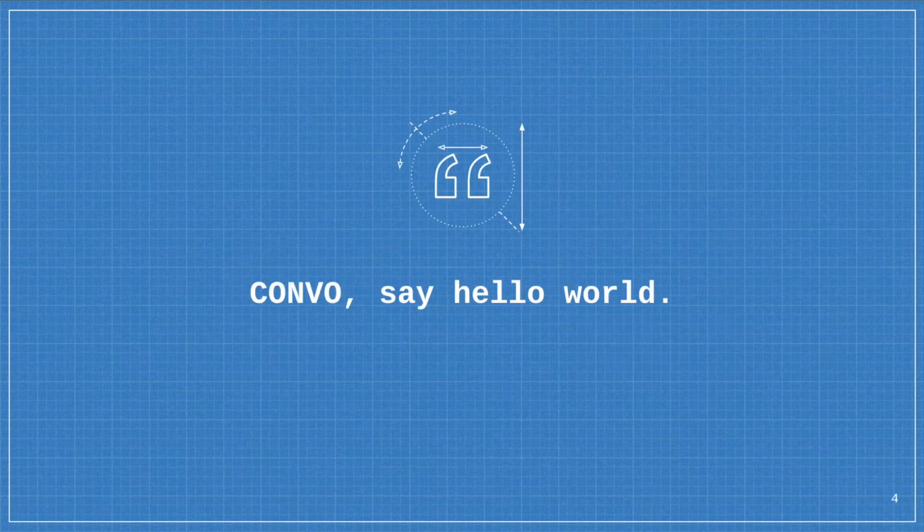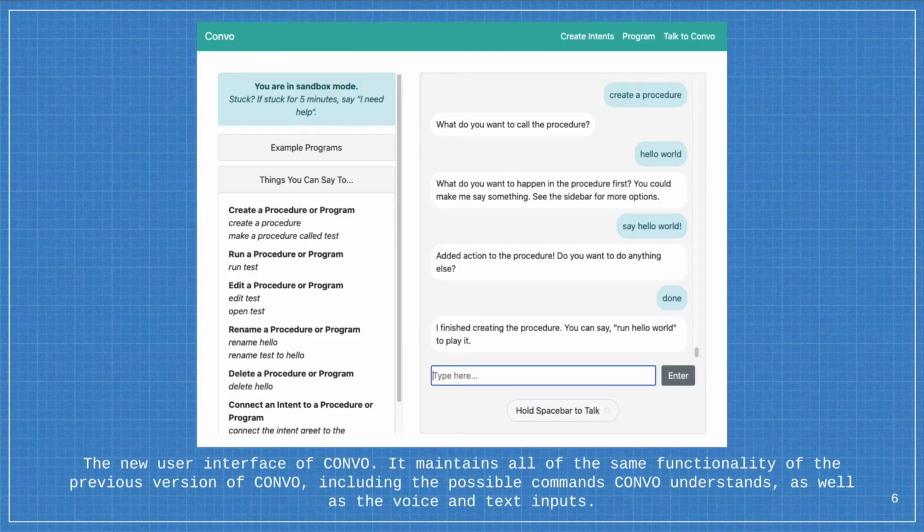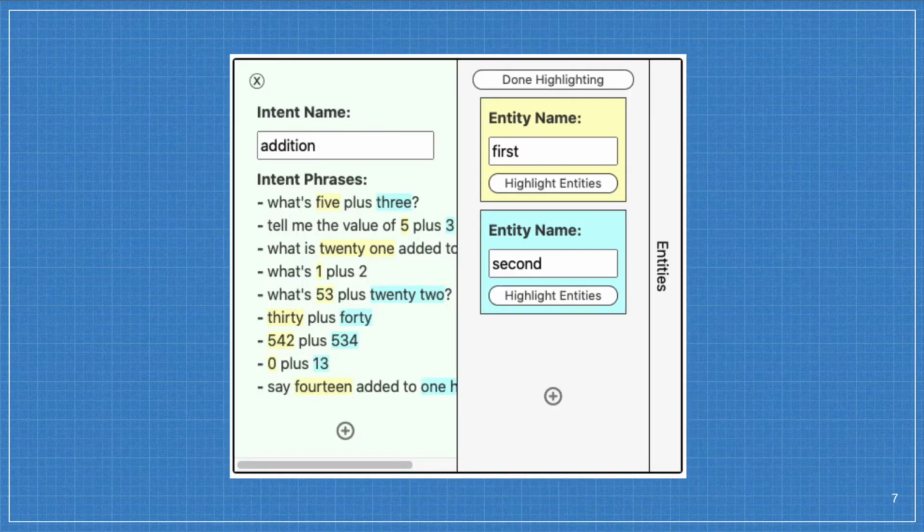The first was to provide CONVO with a less constrained way to interpret user utterances. We created a new user interface for CONVO, which can be seen in this figure here. We also added an intuitive way for students to enter in training data for CONVO to learn. The training data includes intent phrases, which are groups of sentences with similar meanings, and entity examples, which are specific information in intents, for example, things like a date or a time.